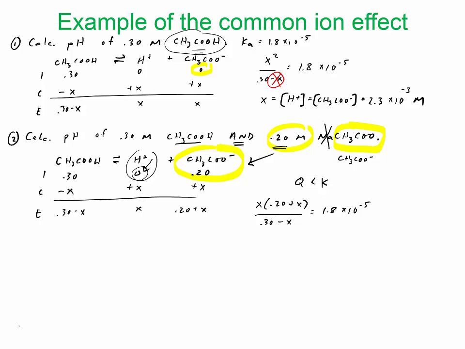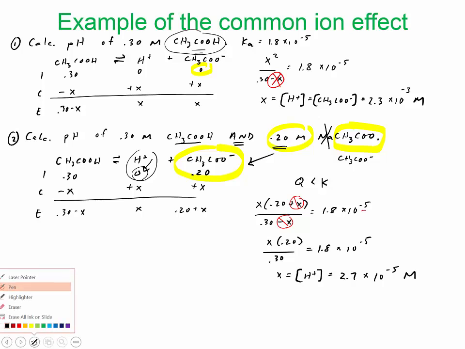Assumptions are going to be valid here. This is small enough that you could assume these are nothing relative to the numbers they're being added to and subtracted from. So this would just be X times 0.20 over 0.30. This time our proton concentration, if we solve this problem, we'll get 2.7 times 10 to the negative fifth molar. So let's take a look and see what happened here.